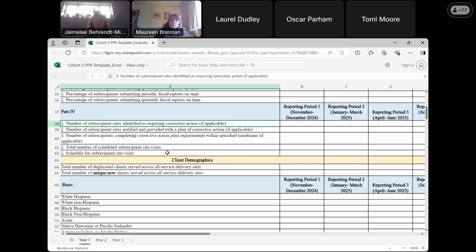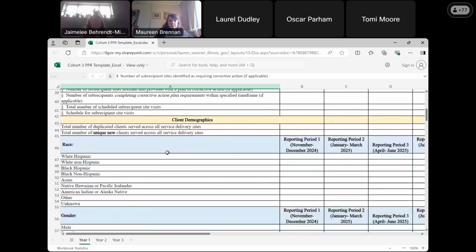The next part will just be how many scheduled subrecipient site visits do you have, and then what is the schedule for that, right? So maybe we're going to visit site 1 and 2 in January and February. We're going to visit site 3 and 4 in March and April. Then we'll redo those in August and September, October and November. But just giving us an idea of when these things are going to happen.